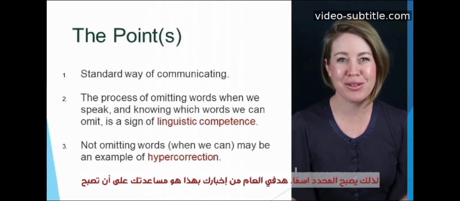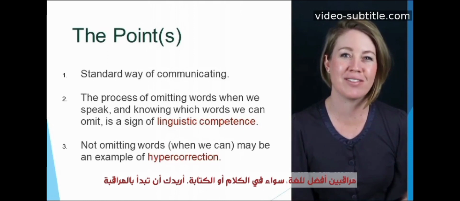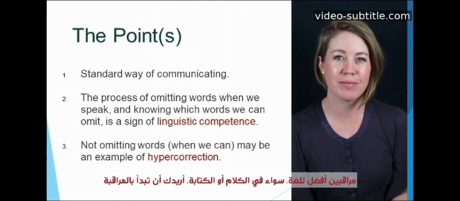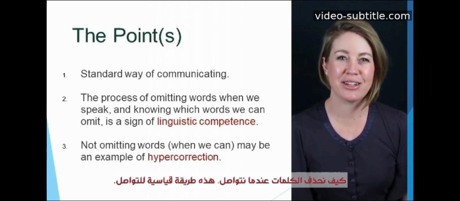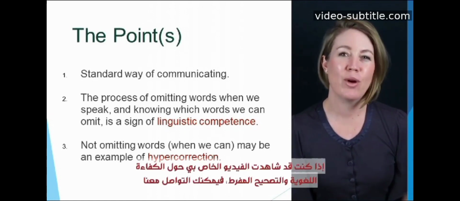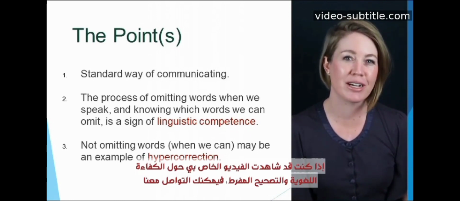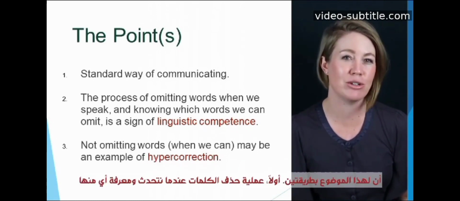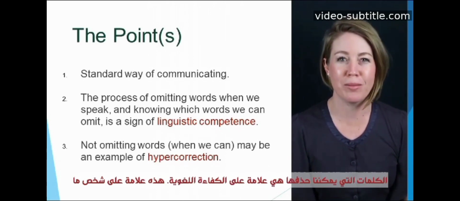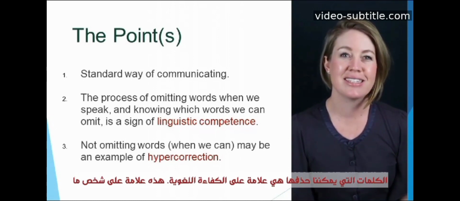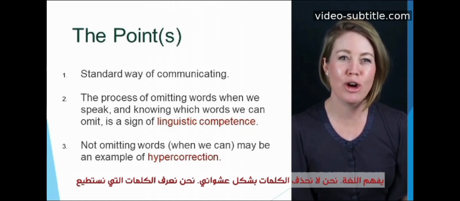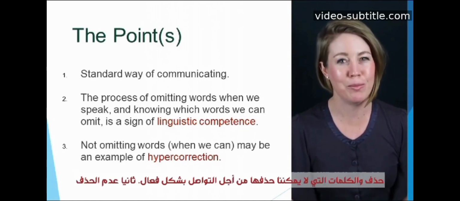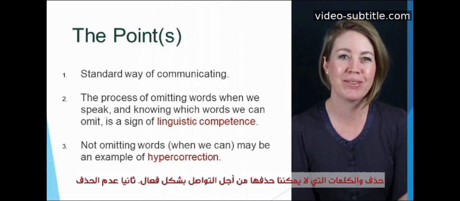My overall goal of telling you this is to help you become better observers of language, both in speech and writing. I want you to start observing how we omit words when we communicate. This is a standard way of communicating. If you've watched my video on linguistic competence and hypercorrection, you can relate that to this topic in two ways. First, the process of omitting words when we speak and knowing which words we can omit is a sign of linguistic competence. This is a sign of someone who understands the language. We're not randomly omitting words. We know which words we can omit and which words we can't omit in order to communicate effectively.